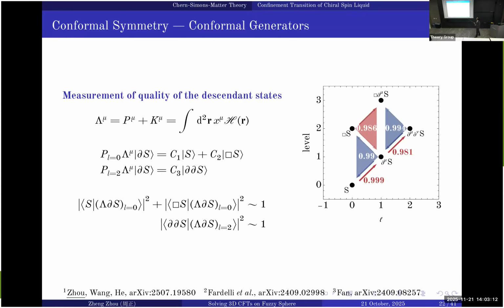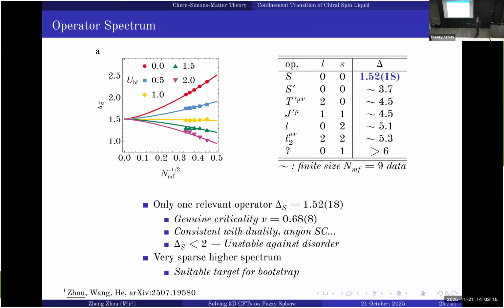Now, having established the conformal symmetry, the next question we want to ask is about the operator spectrum. How does the spectrum of this CFT look like? The most important piece of information would be the lowest lying singlets. What we have found is that there is only one relevant singlet operator, this S. We extract its scaling dimension through finite size scaling at 1.52. And the second singlet is way above 3, around 3.7.